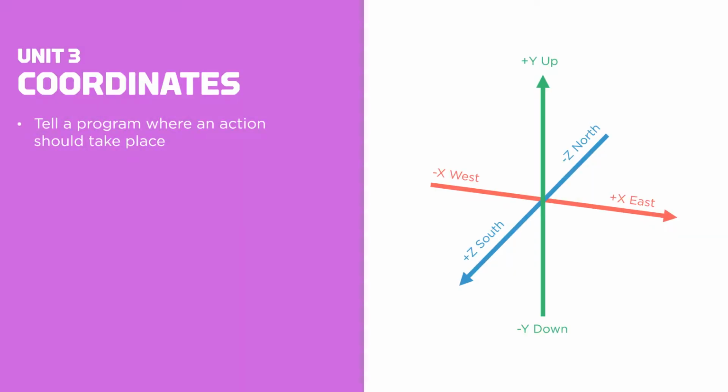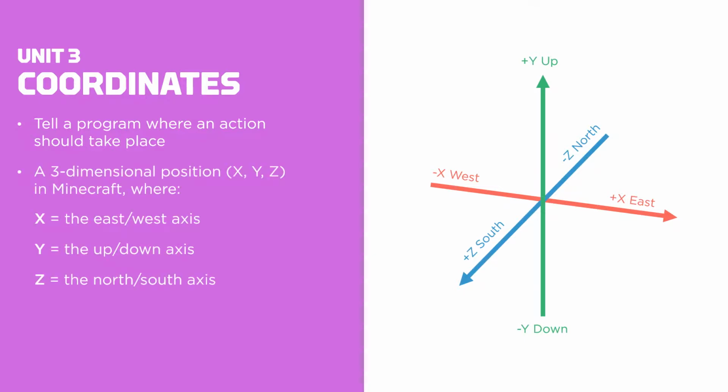Unit 3 focuses on coordinates, which tell a program where an action should take place. In Minecraft, a coordinate is a three-dimensional position of XYZ, where X represents the east-west axis, Y the up and down axis, and Z the north-south axis.